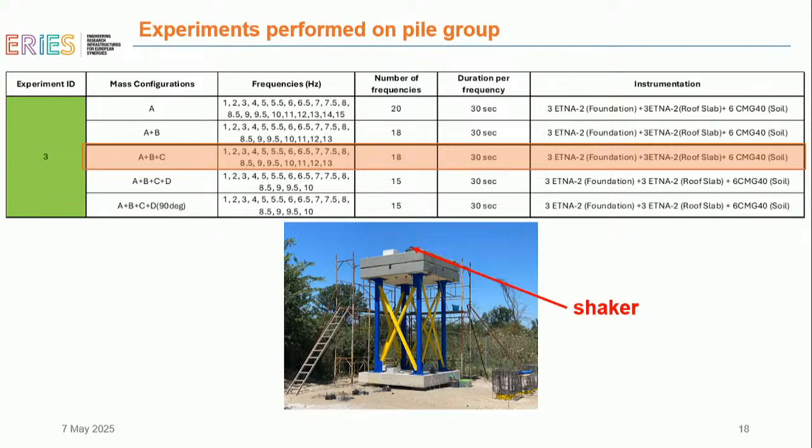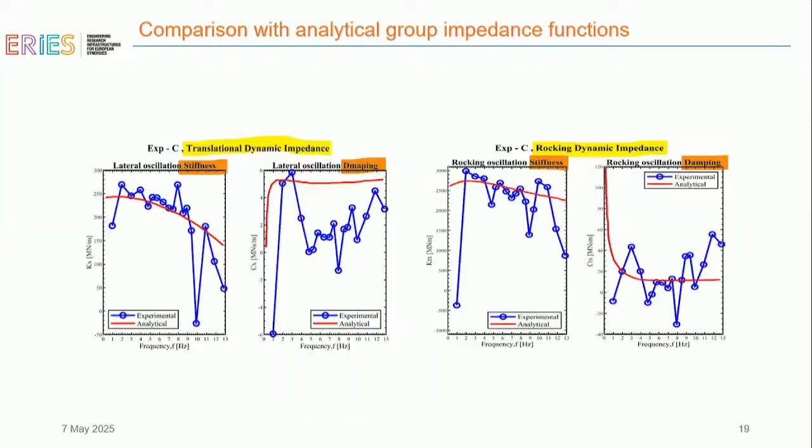So basically, I'm going to show you some results from this specific test. And this is what we get. To the left, we can see the translational dynamic impedance function. Always to the left is the stiffness, and to the right is the damping. For the same test, to the right over here, you can see the rocking dynamic impedance. The red line is the analytical equation, and the blue empty bullets here are the results that we obtain for different frequencies.